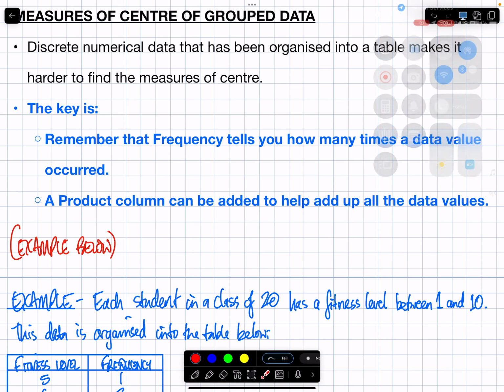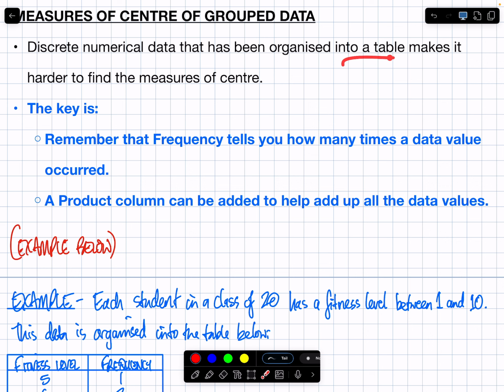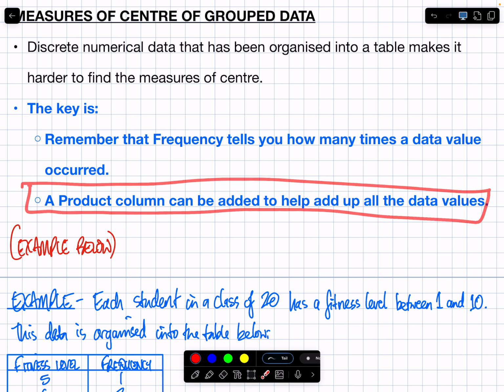Last lesson I showed you how to find mean, median, and mode of the raw data. But sometimes data is organized into a table, so it makes it harder to find the measure of center. So how do we deal with it? There's just 2 points. Remember that frequency tells you how many times a data value happened, and then you should also add a product column to help add up all the data values.